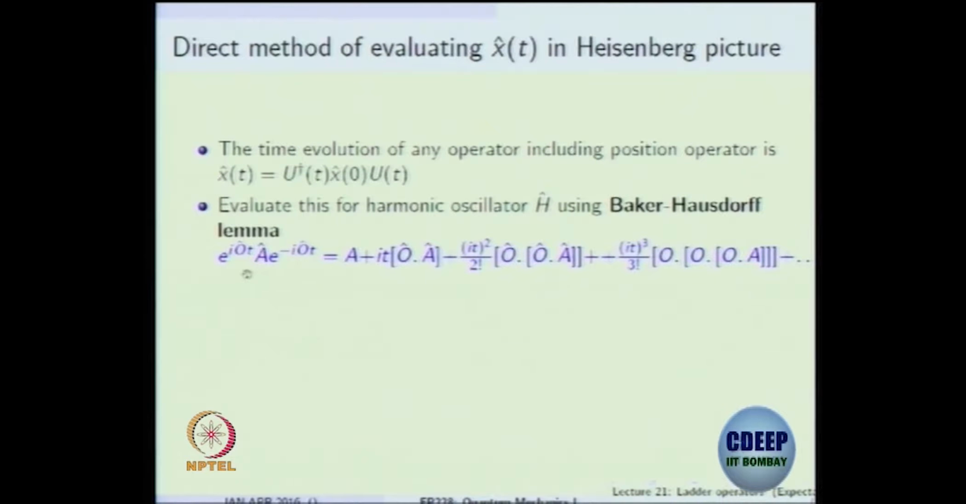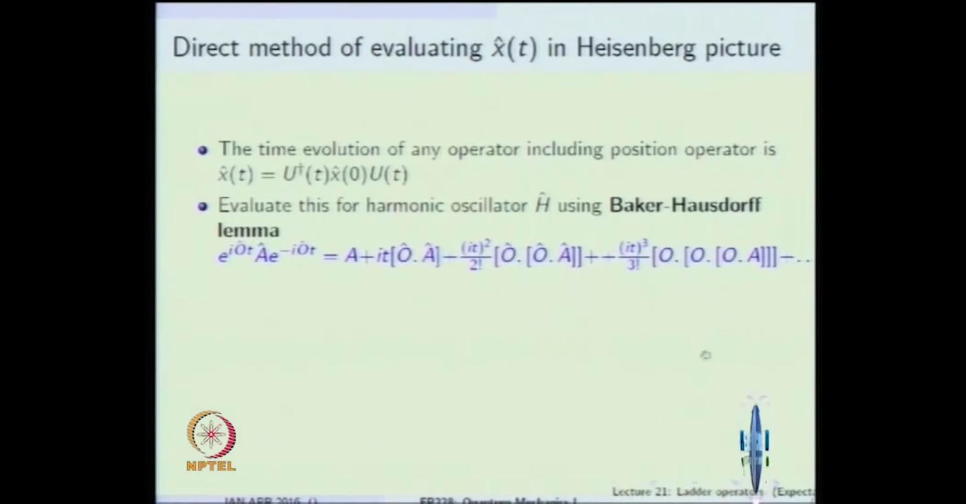You have a neat expansion. The first term, which is t independent, is the operator. The next term will be multiplied by it. The third term will be it squared by 2 factorial, and it involves a series of commutators. So it's an infinite series, and cos omega t also has an infinite series, right? You know how to write cos omega t as an infinite series.